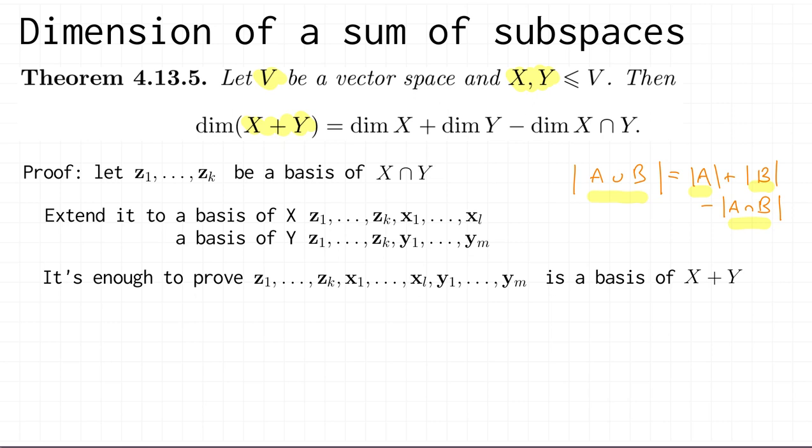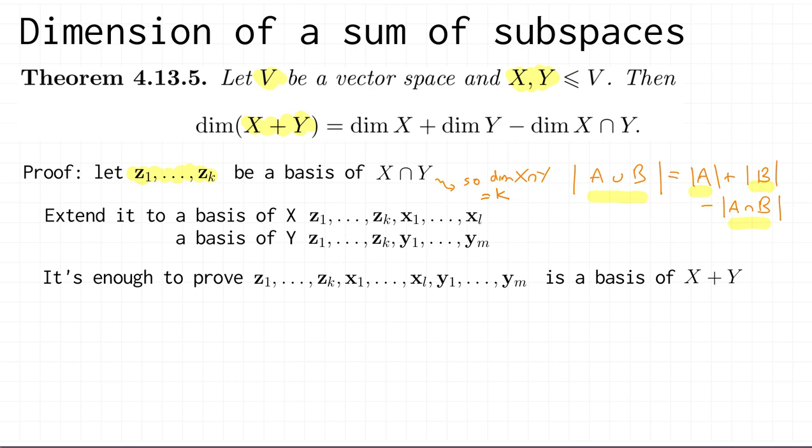So we ought to be able to prove this, and we are now happily in a position to do that. I've written up the way the proof works. We begin by starting off with a basis of X intersect Y. Let's say our basis is z1 up to zk, so that the dimension of X meet Y is k.